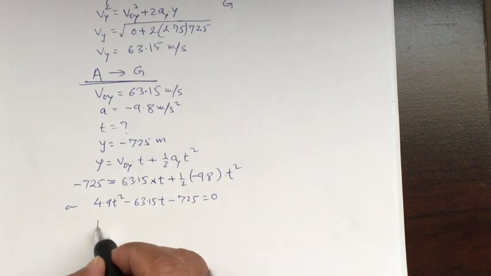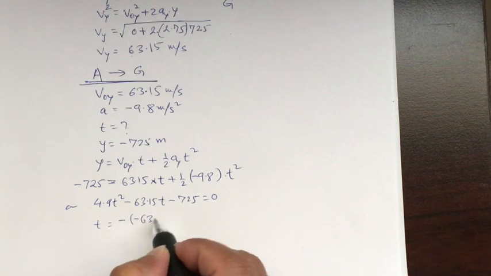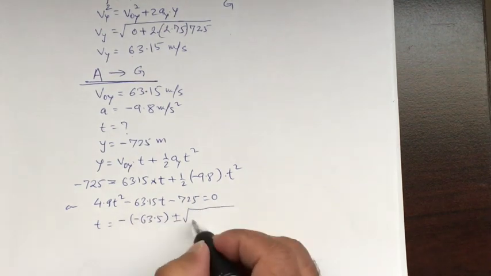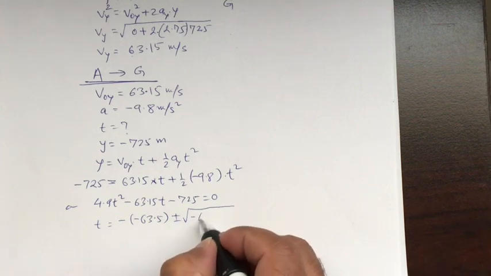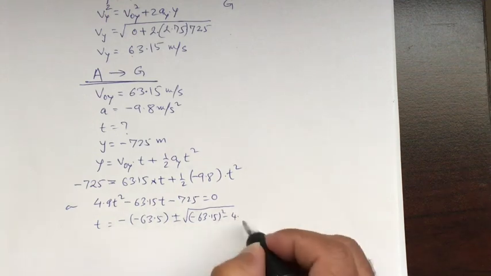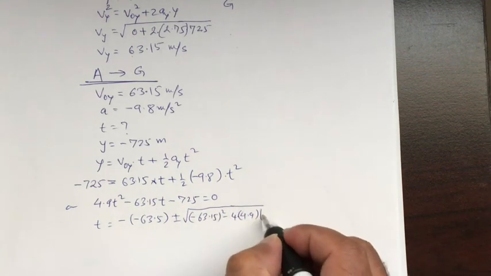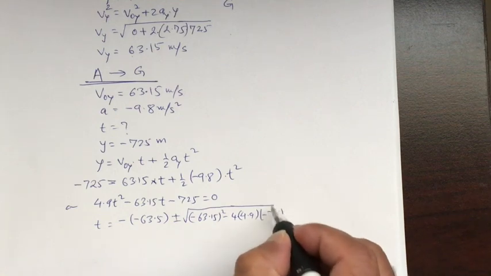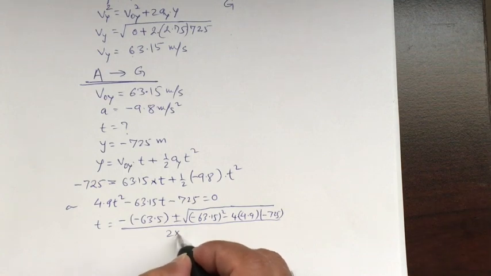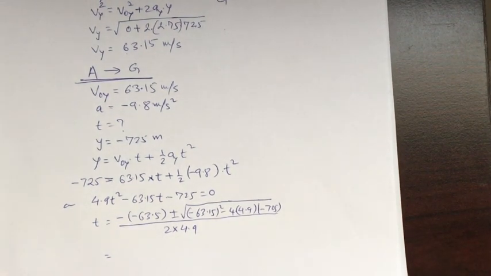So for the quadratic equation, t equals minus b, which is minus 63.15, plus or minus the square root of b squared minus 4ac: 63.15 squared minus 4 times a, which is 4.9, times c, which is minus 725, divided by 2 times 4.9.